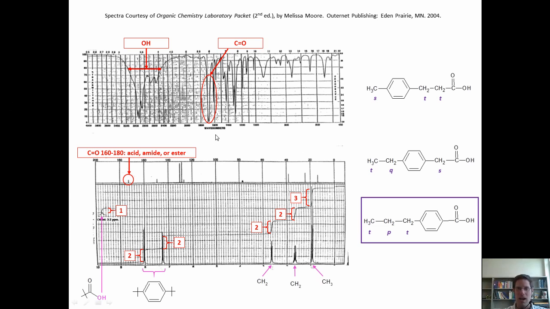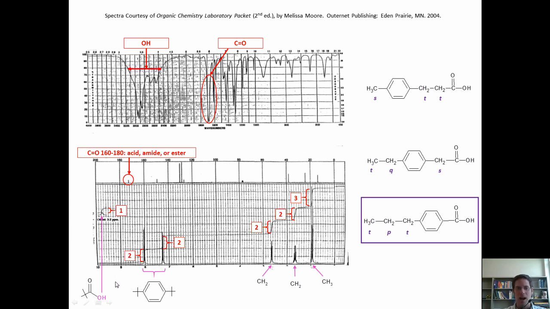I look at my IR. I've seen a carbonyl and an OH consistent with a carboxylic acid. Does my guess have a carboxylic acid? Oh yeah. In the C13 NMR, the carbonyl shows up between 160 and 180, consistent with a carboxylic acid, amide or ester. Is my guess one of those? Oh yeah. Based on my hydrogen NMR, I've got a signal that integrates for 1 somewhere around 13. That is consistent with a carboxylic acid OH. Do I have that in my guess?